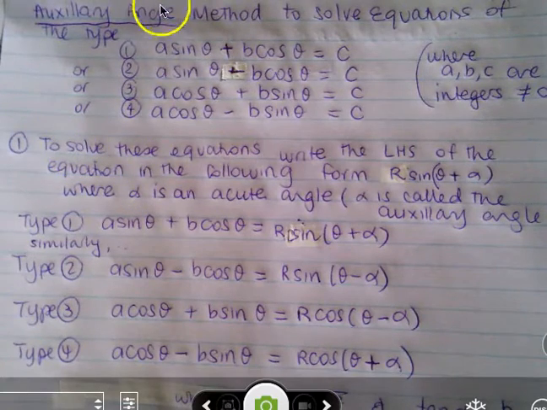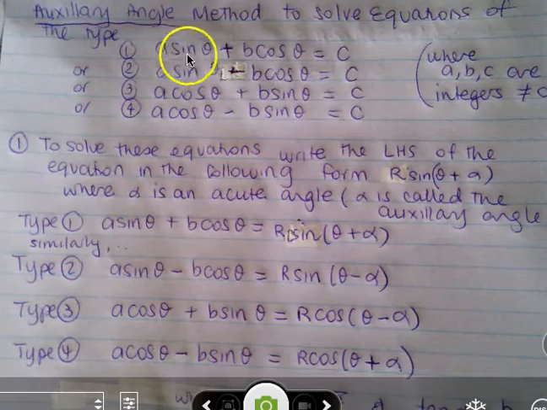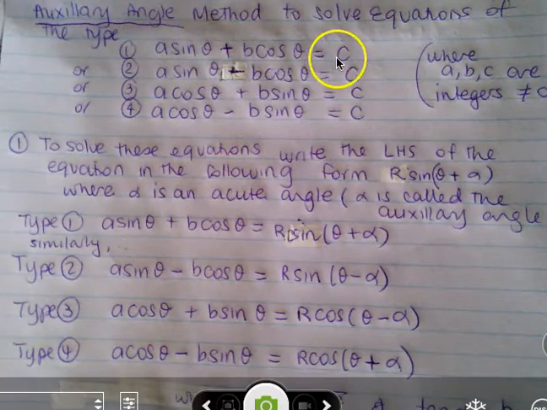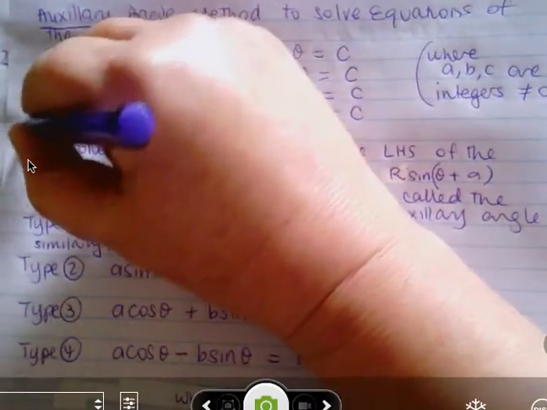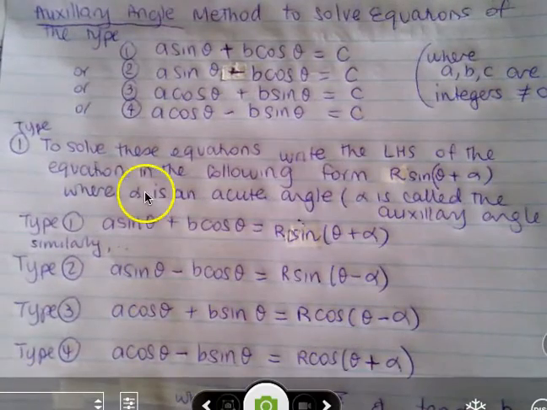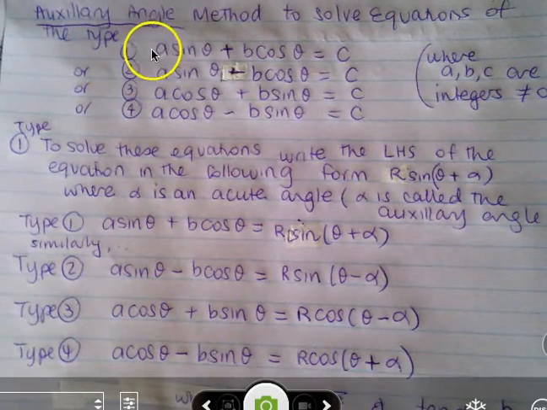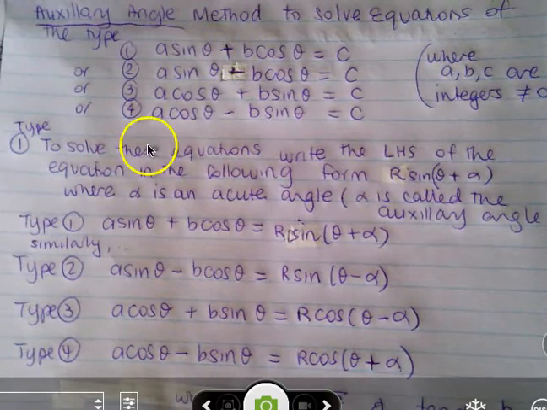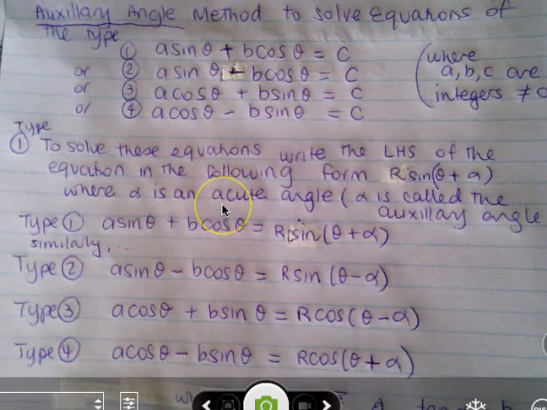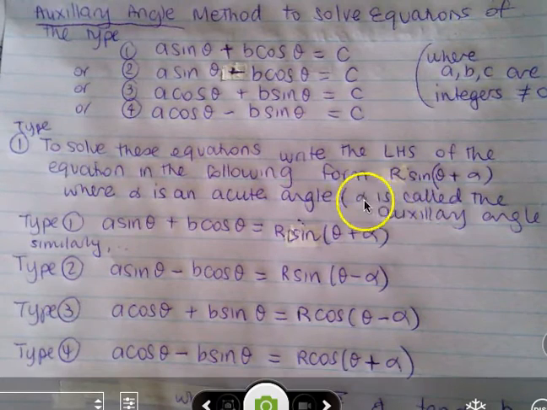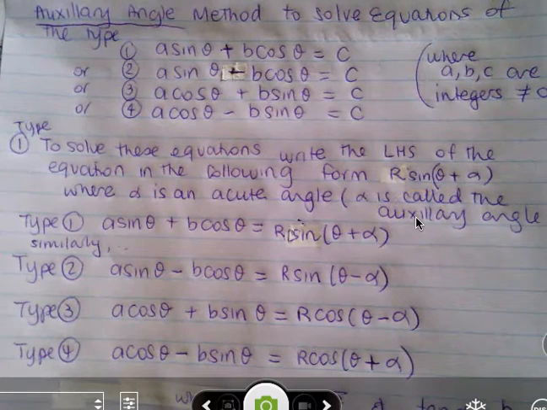So to solve equations, for example, if we just focus on the first type, which is a sine theta plus b cos theta is c, what we end up doing is we write the a sine theta plus b cos theta in another form of r sine theta plus alpha, where alpha is always an acute angle. So that's what we're going to be doing today. And that acute angle, alpha, is also called the auxiliary angle.